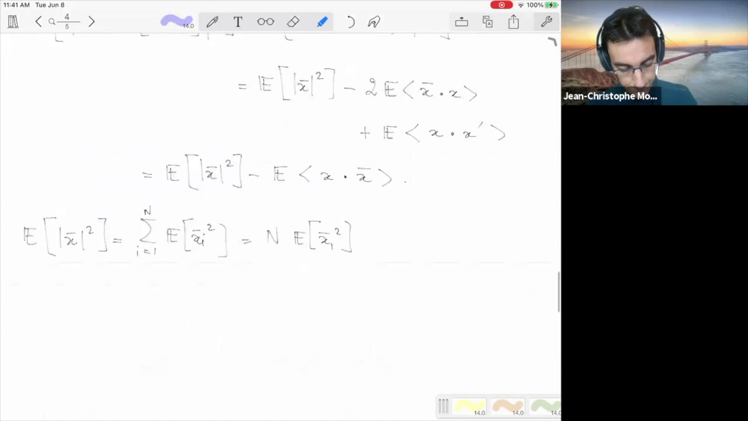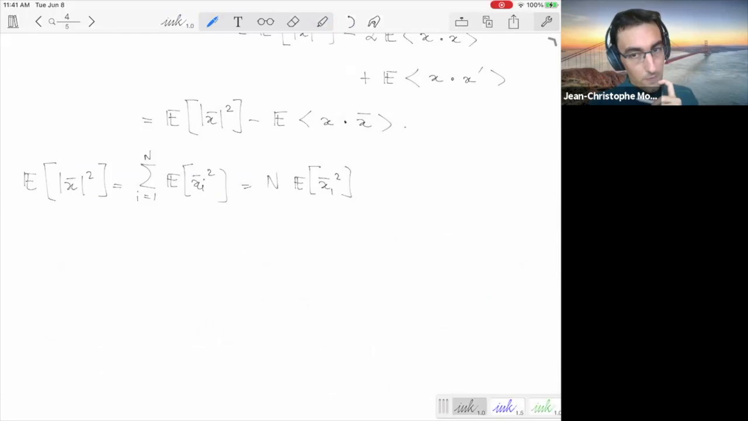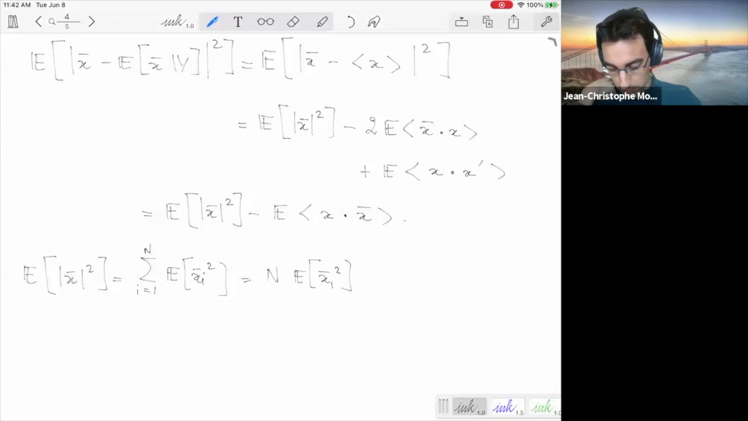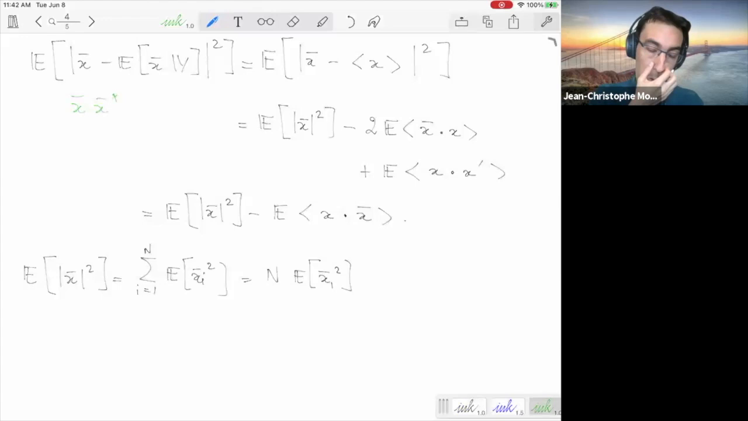Yes, and I think it's in problem set number seven, there is the same computation to do with this version of the minimal mean square error where we replace x bar by x bar transpose. So the first exercises in this problem set number seven are about playing with this notation some more. Are there other questions?